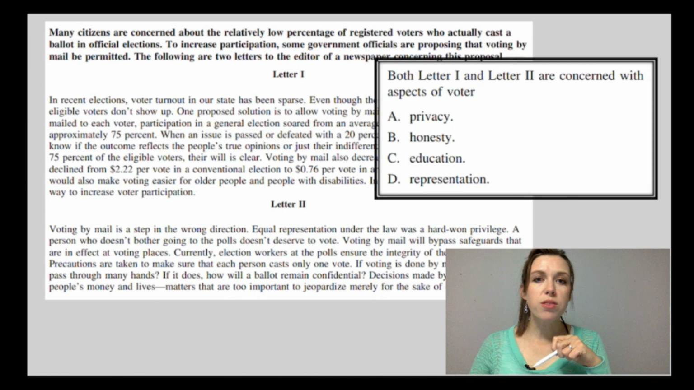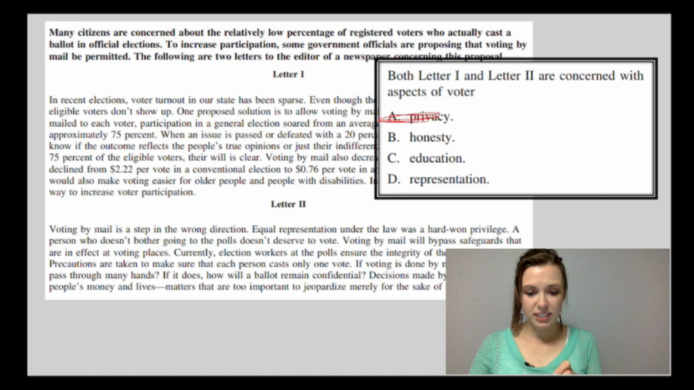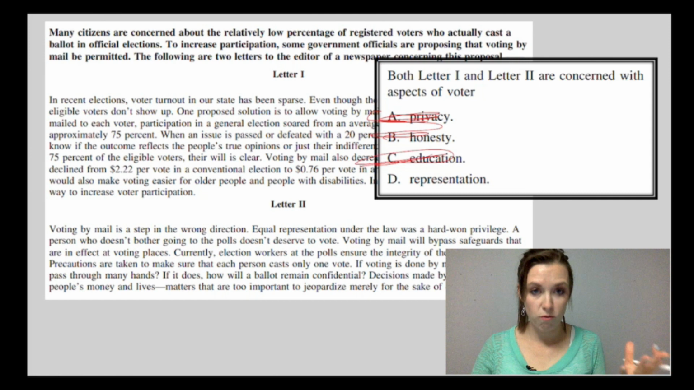Both letter 1 and letter 2 are concerned with the aspects of a voter: privacy? A doesn't really talk about privacy, right? Honesty? I mean, neither one really talks about honesty, right? Education, it doesn't talk about education. So representation. So letter one is yes, if we do mail-in ballots, more people will vote. Whereas B is like, people are going to be corrupt. It's not going to be okay, right? But they're both talking about representation.